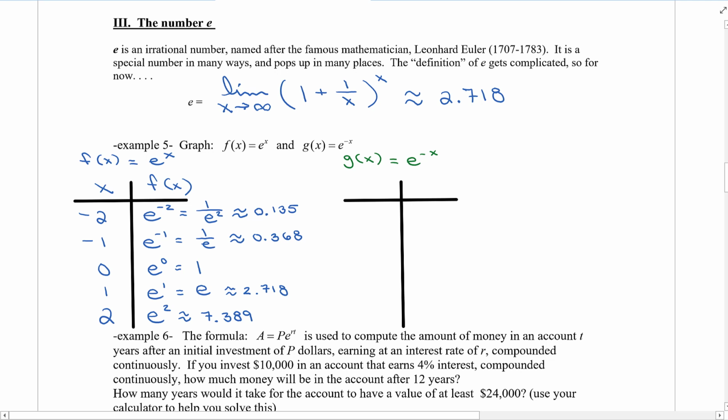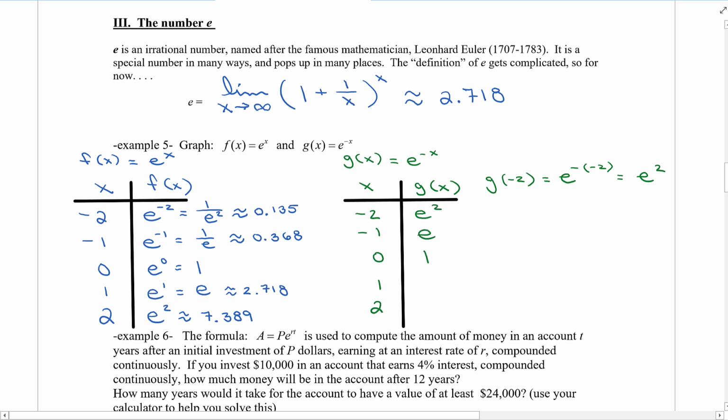Now for g of x is equal to e raised to the negative x, for the x values, I'm going to use the same x values, -2, -1, 0, 1, and 2. For g of x, let's find g of -2 first. g of -2 is equal to e raised to the negative times -2 power, which is equal to e squared. So we're going to have -2 comma e squared. For the -1, that's just going to give me e.